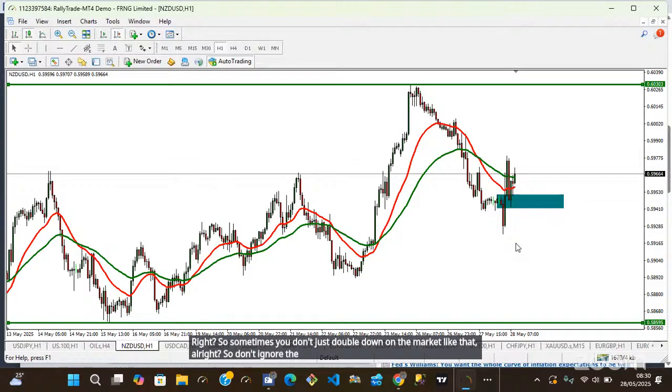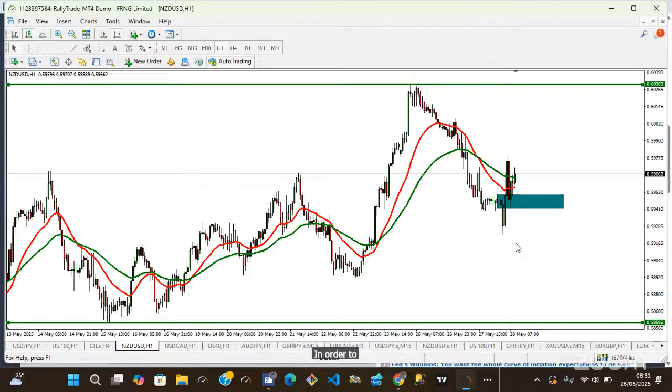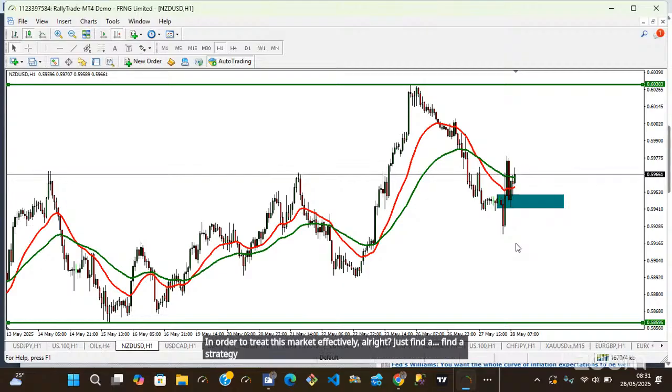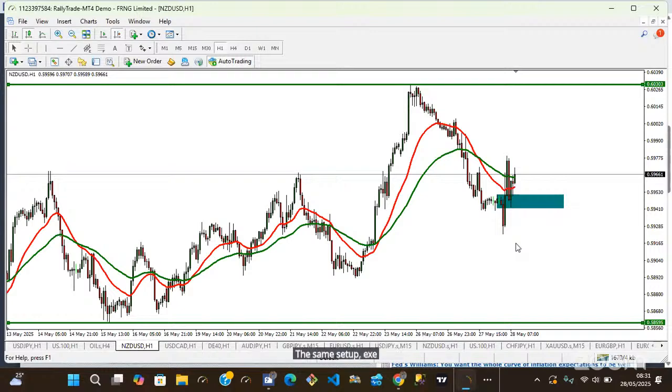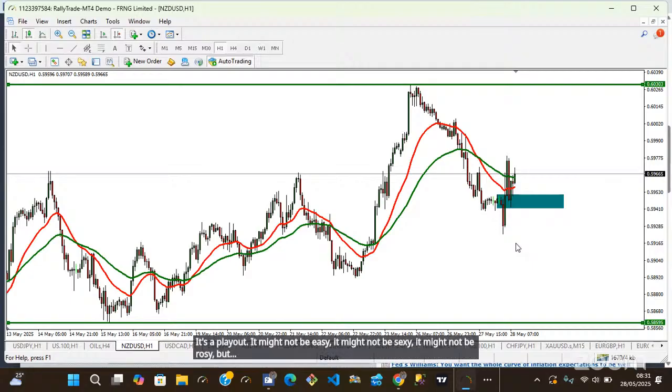There are certain rules. There are mechanical rules. There are structures that you can actually follow in order to trade this market effectively, all right? Just find a strategy, refine that strategy, the same setup, execute when the market gives you that signal to execute. Have the same mindset, keep doing it over and over. You will find an edge, it will play out, all right? It might not be easy, it might not be sexy, it might not be rosy, but this is what works for the long time.